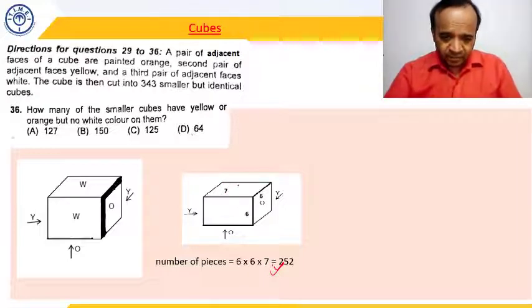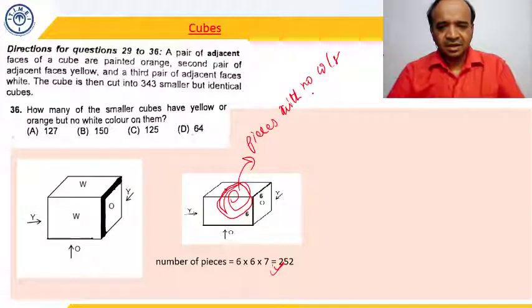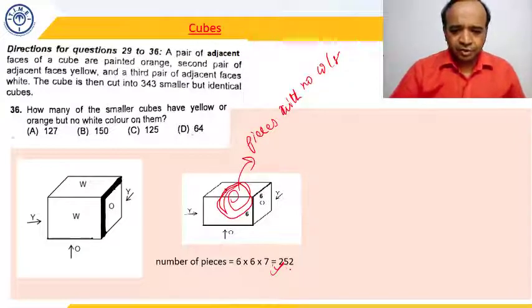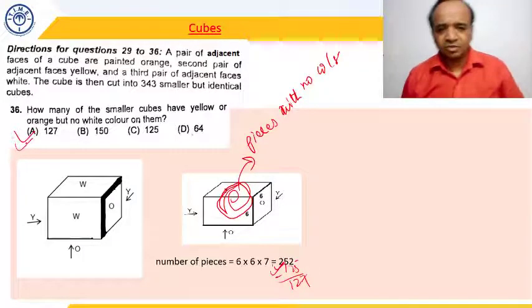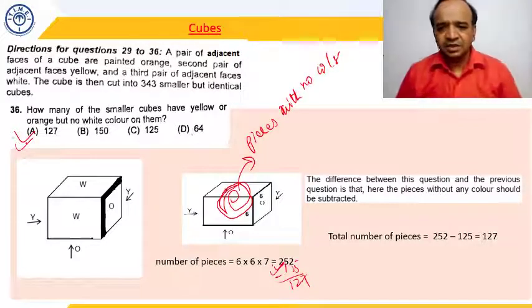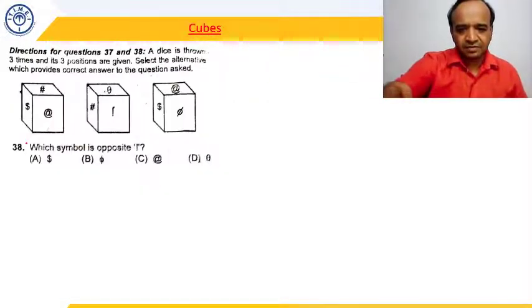So out of these pieces remaining, the pieces inside, in the core, are the pieces with no color. If I remove these from this list, can I say the remaining pieces will be either yellow or orange color? Yes. So 252 minus no color, that is 125, if removed, the remaining are 127. The difference between this question and the previous question is that here the pieces without any color should be subtracted. 252 minus 125 gives us 127, and that is answer choice A.